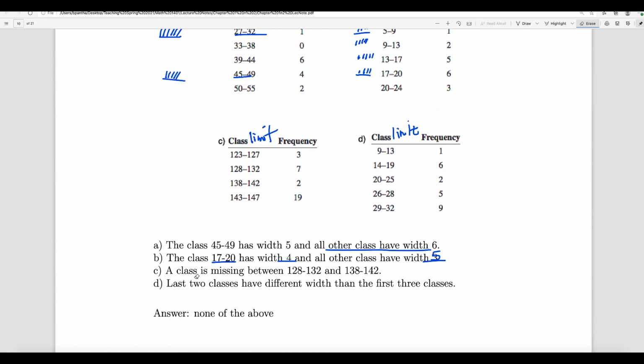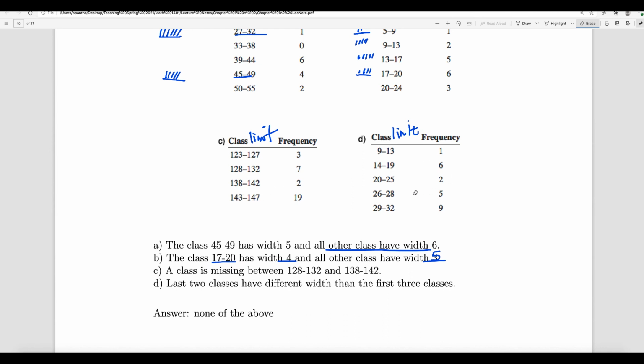In C, a class is missing between 128 to 132 and 138 to 142. See, there is a gap of 1, but here the gap is, how much? Is that 6 or 7? The gap between this class and that class is 1. The gap between this class and that class is 7. This class and that class is 1. So the gap is not right, so this is not correctly constructed.